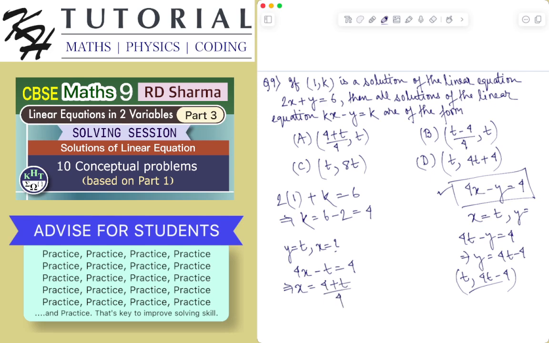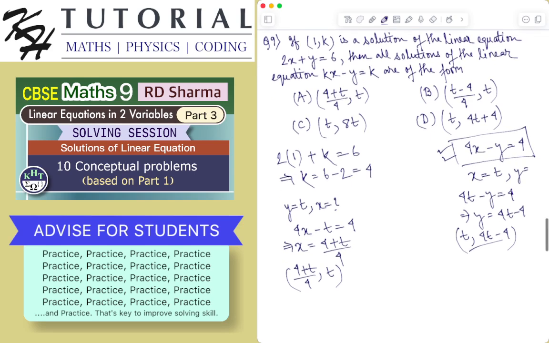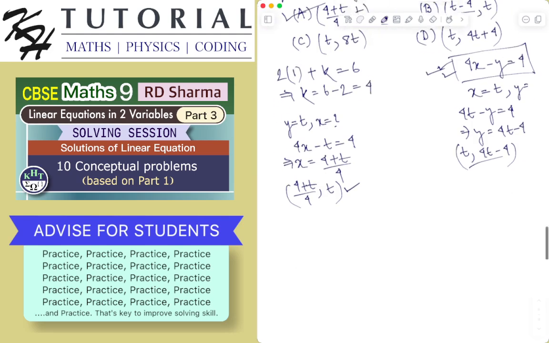So now I can say that (4 plus t) by 4 comma t is a root of this given linear equation. In another way, I can say that all roots of the second linear equation will be of the form (4 plus t) by 4 comma t, where t is any real number. Then I can clearly see that this is given as choice A. So A is the correct choice. Let's see the last problem.